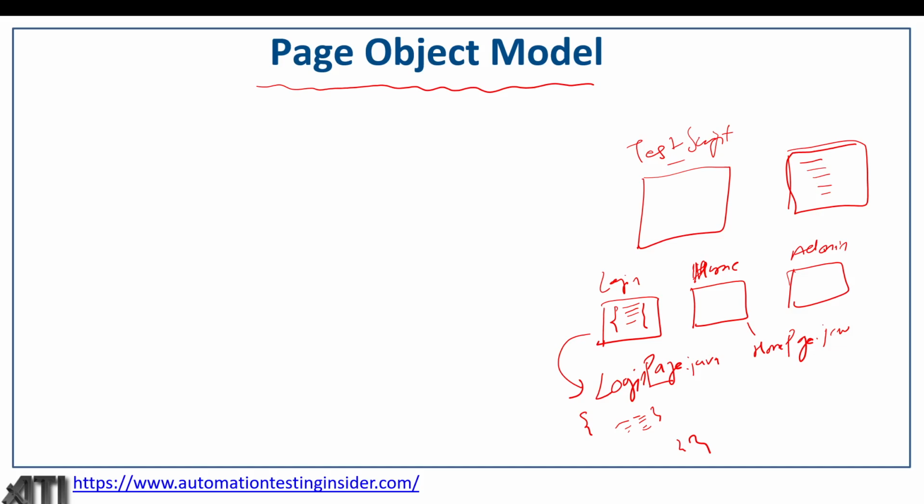Let's take the login page as an example. What are the different actions we are going to perform? Entering the username, entering the password, and clicking on the login button. So we'll write separate methods in this login page Java class. This is a brief about the page object model, guys. Let me know if you still have doubts related to it; you can put your doubts in the comment section.